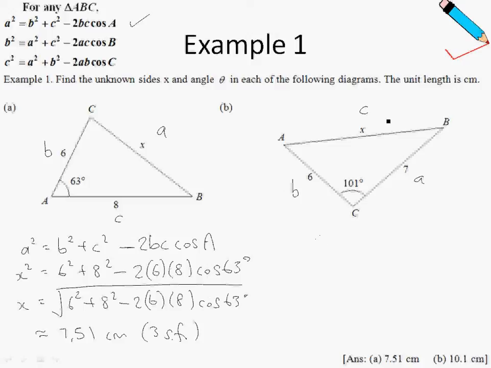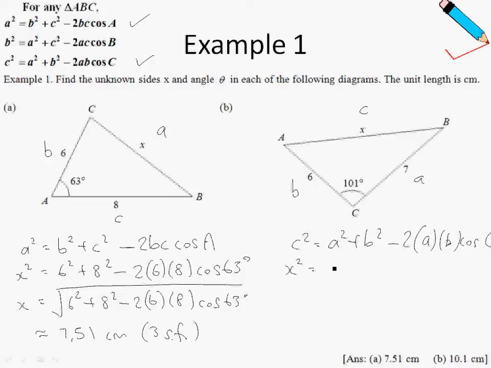Okay, so in this case, since we're looking for x, which is side c, I will be using the third formula. Take note that actually all the formulas are the same. You just need to take note of which side to replace. Okay, so c squared is equal to a squared plus b squared minus 2ab cosine of angle C. Okay, so let's just fill in the figures now, the numbers now.